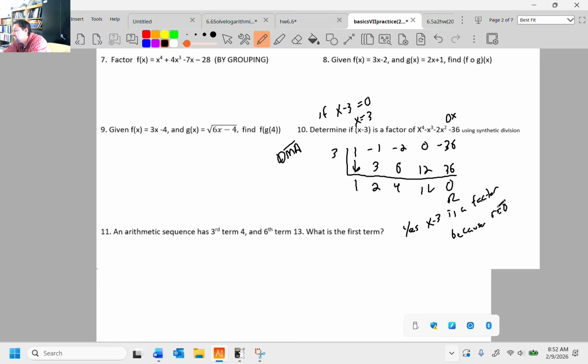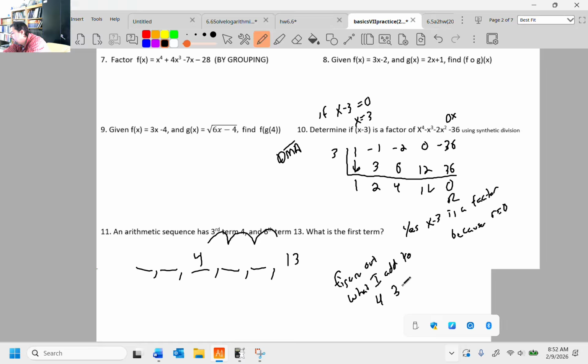All right, an arithmetic sequence has a third term of 4, so I'm just going to put some blanks out here. The third term is 4. Don't know the fourth term, don't know the fifth term. I know the sixth term is 13. Now, what I'm going to have to do is add once, twice, thrice. My job here is to figure out what I add to 4 three times to equal 13. And it turns out it's a 3. It goes 7, 10. I'm plussing 3.